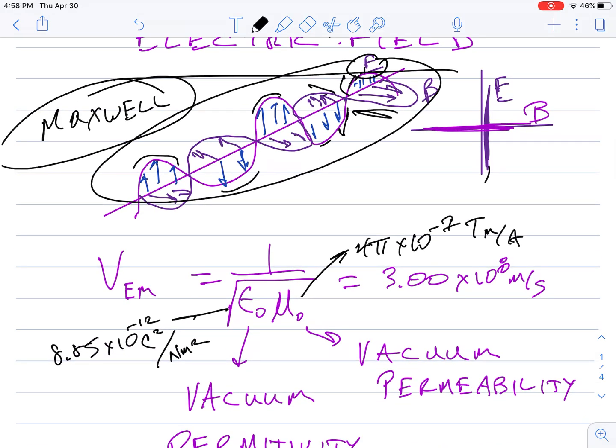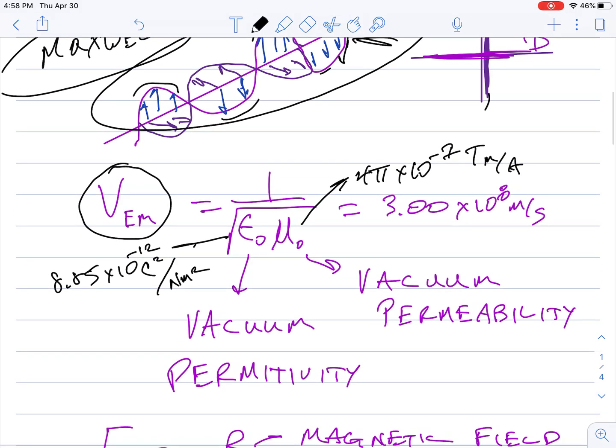Now, one of the most important things about what Maxwell did, he came up with this equation. This V is the velocity of an electromagnetic wave. And when I mean electromagnetic, I mean any type of electromagnetic wave. Could be visible light, radio waves, X-rays, doesn't make any difference. Any electromagnetic radiation, and this is the whole key to this, he predicted a velocity.